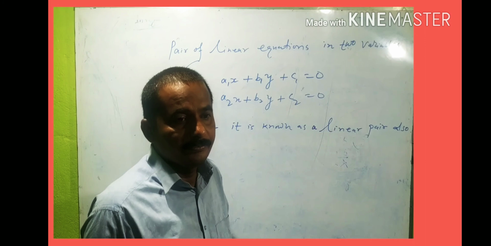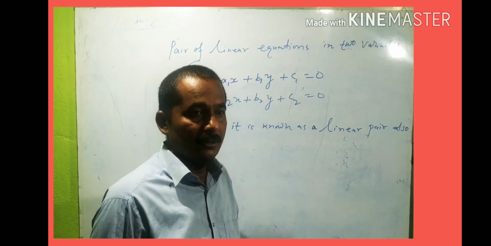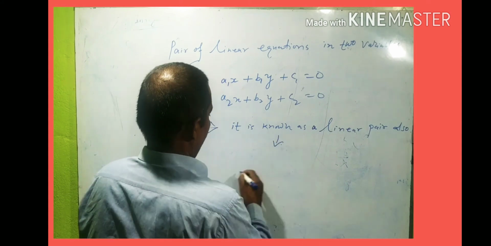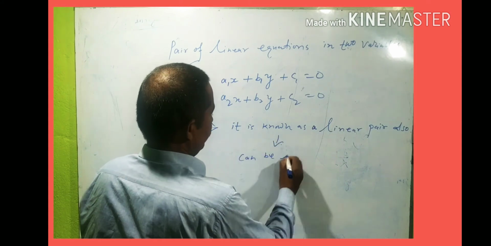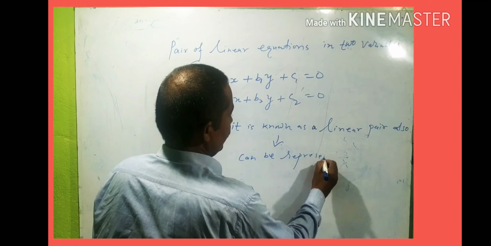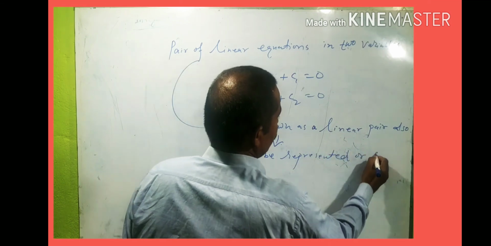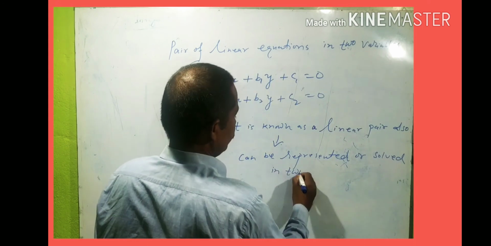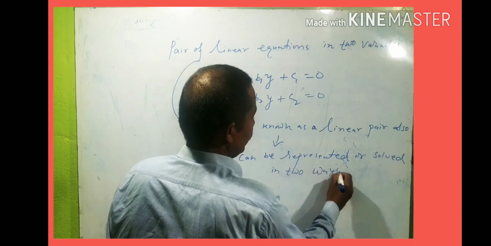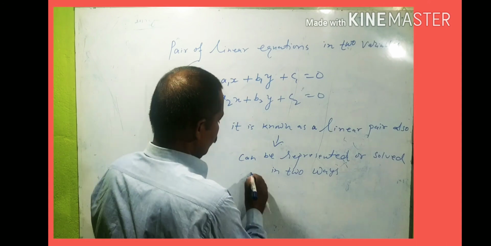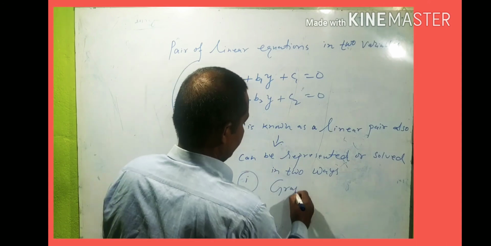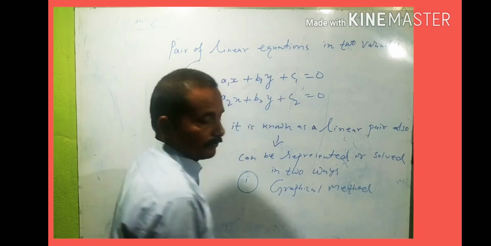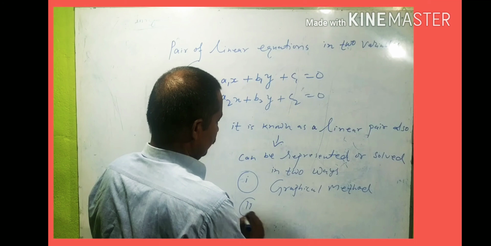A linear pair can be represented or solved in two ways. First one, graphical method. And second one, algebraic method.